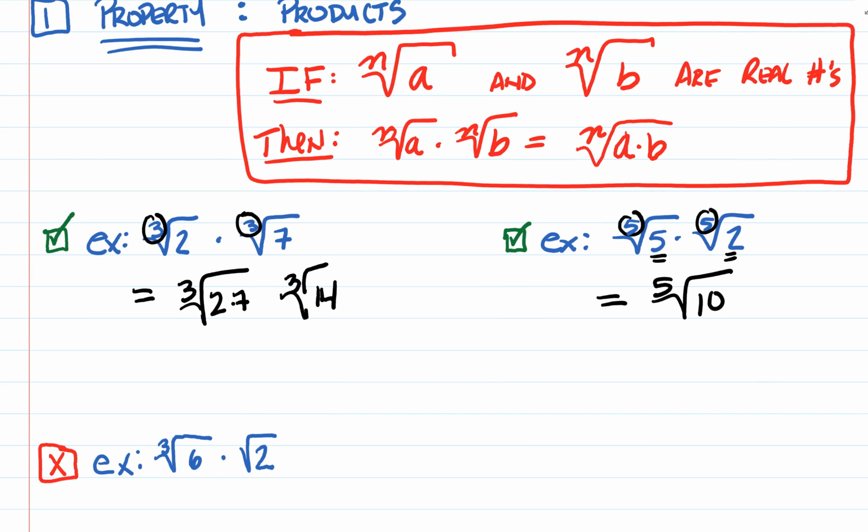Take a look at this example with the red box. The cube root of 6 and the square root of 2. It's not going to work. I cannot multiply those together because the indexes do not match. So that's our first basic property in box 1.